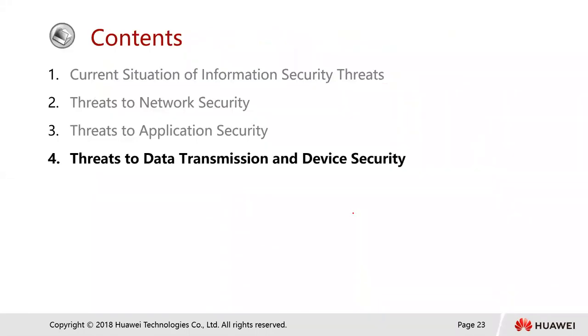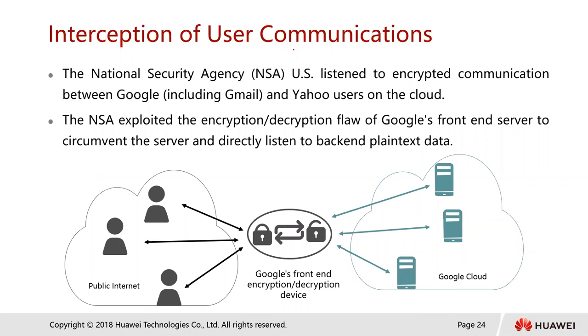The threats to data transmission and device security: interception of user communications. The National Security Agency, NSA, in the United States listened to encrypted communications between Google, including Gmail, and Yahoo users on the cloud. The NSA exploited the encryption and decryption flow of Google's front-end server to circumvent that server and directly listen to back-end plain text data, right? So they had Google's front-end encryption and decryption device.